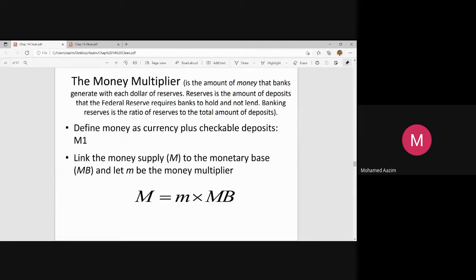So that's the required reserves, or the reserves in a general sense, that the central bank requires bankers to hold. So the multiplier is the amount of money that banks can generate with each dollar of reserves that you keep. Then you can go on to define the banking reserves as the ratio of reserves to the total amount of deposits. When you look at this banking reserves, often it may be slightly higher than the required reserves.